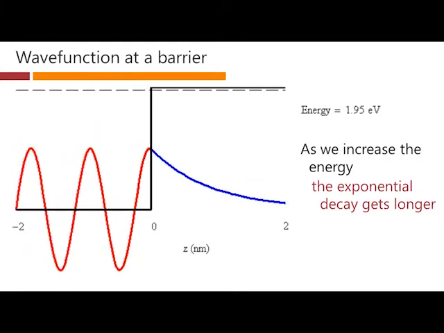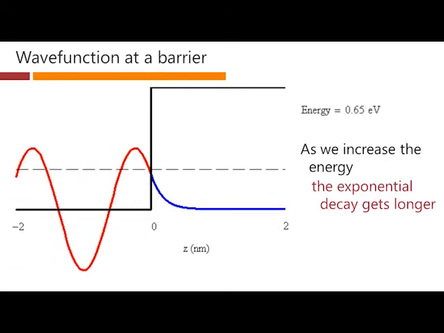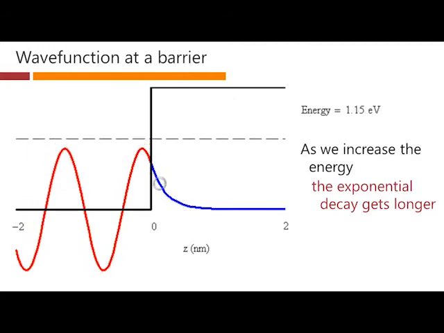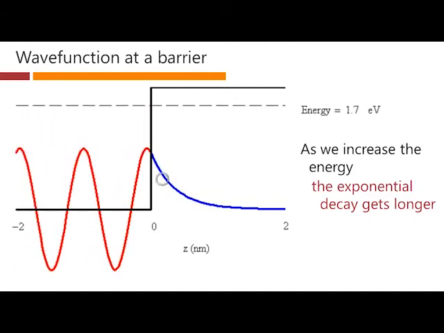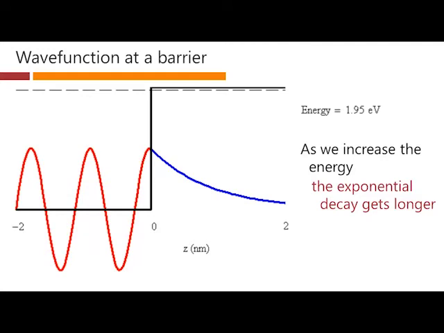So see that now that we're very near to the top of the barrier, the energy is 1.95 electron volts and the barrier height is 2 electron volts, we have a very long exponential decay of the wave function here. And let's look at that again. We see this exponential decay getting longer and longer, especially as we get very near to the top of the barrier here. And note also there's a change in the phase shift.